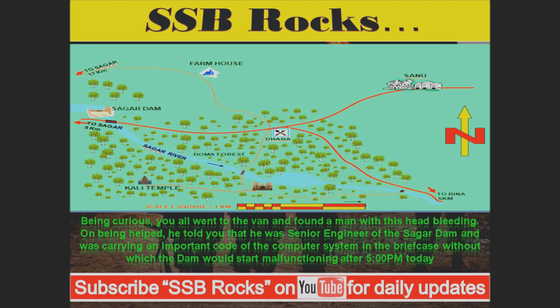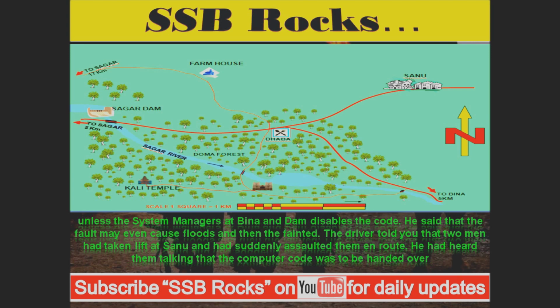Being curious, you all went to the van and found a man with his head bleeding. On being helped, he told you that he was a senior engineer of the Sagar Dam and was carrying an important code of the computer system in the briefcase, without which the dam would start malfunctioning after 5 p.m. today unless the system manager at Bina and Dhama at the dam disables the code. He said that the fault may even cause floods and then fainted. The driver told you that two men had taken a lift at Sanu and had suddenly assaulted them en route.